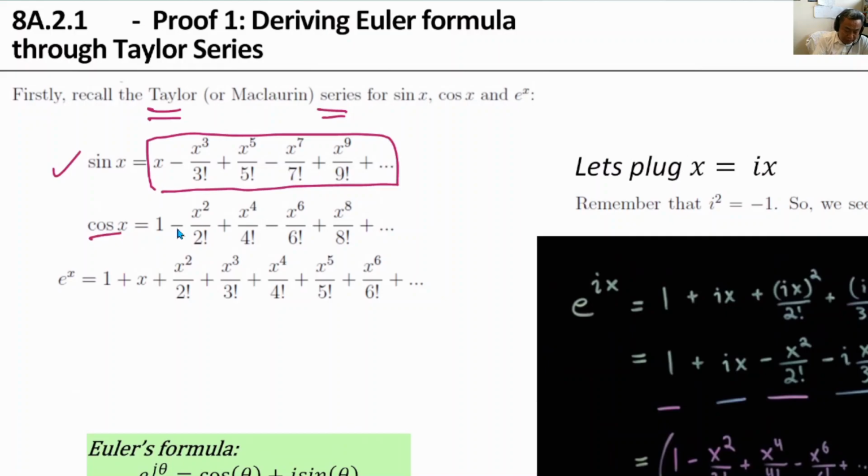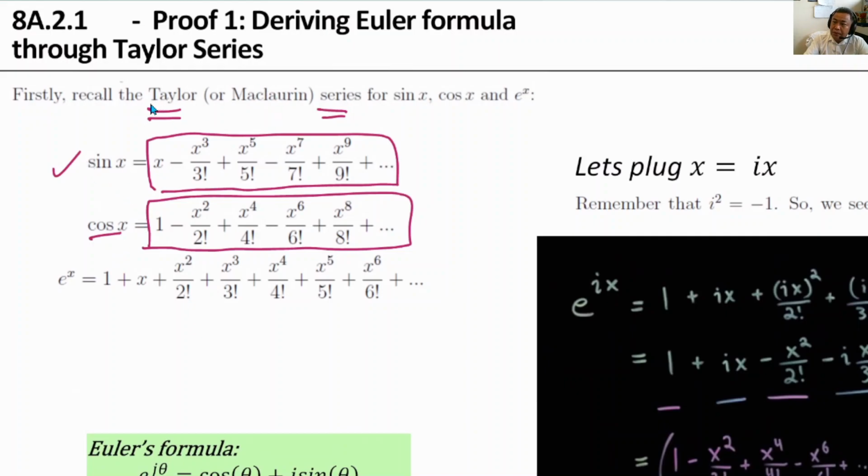Cosine x is this expression over here. It is actually 1, but you can think of it as x^0, because x to the exponent of 0 is 1, minus x to the exponent of 2 divided by 2 factorial, plus x to the exponent of 4 divided by 4 factorial. So you see that the cosine has even terms of the polynomials, while sine has odd terms. And this is reassuring because cosine is an even function and sine is an odd function.